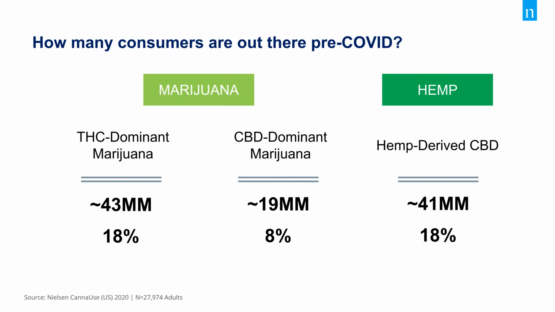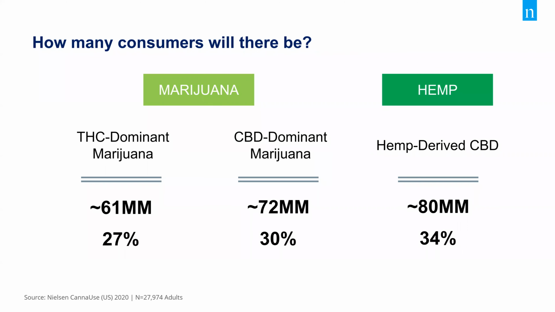If we look at this next slide here, we really want to try and understand how these different categories are going to grow in the next 12, 24 months or so. So again, in that same consumer research, we asked every consumer that we talked to how likely they are to purchase any of these 3 different categories in the next 12 months if they were legally available. And what you can see here is that THC dominant marijuana tops out at about 27% of the US adult population claiming that they want to consume a THC dominant marijuana product in the next 12 months. CBD dominant marijuana, a little bit higher, about 30% of the US adult population claiming they want to consume a product in the next 12 months.